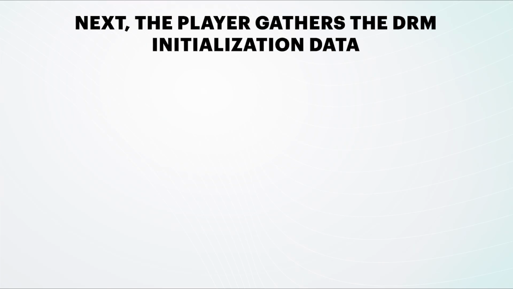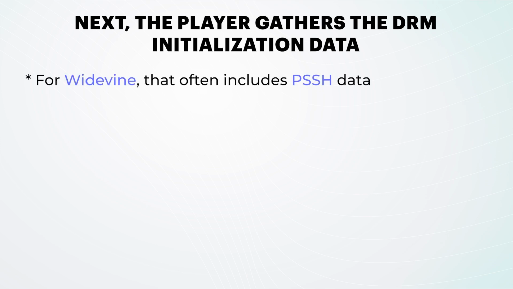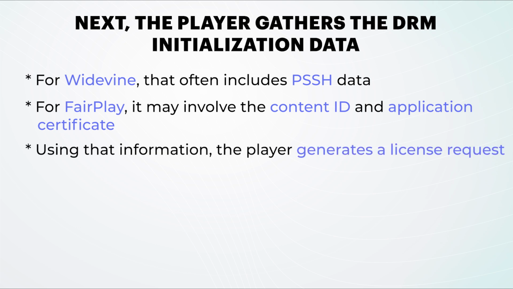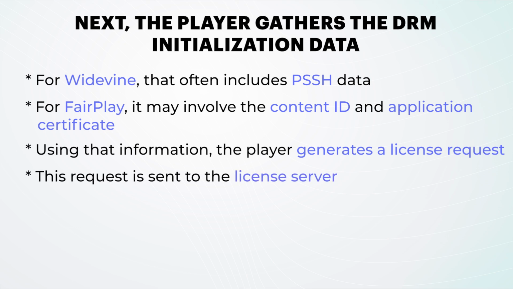Next, the player gathers the DRM initialization data. For Widevine, that often includes PSSH data. For FairPlay, it may involve the content ID and application certificate. Using that information, the player generates a license request. This request is sent to the license server.